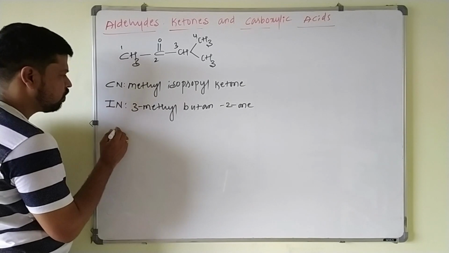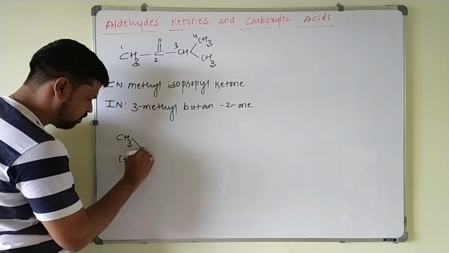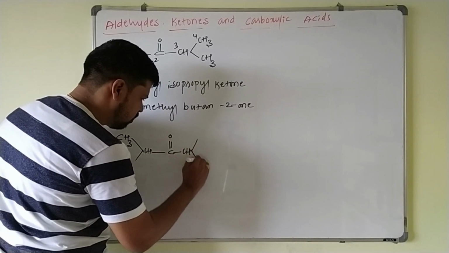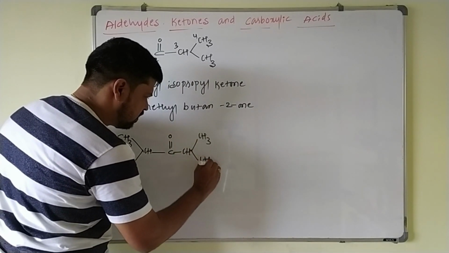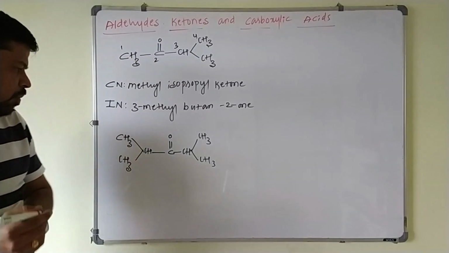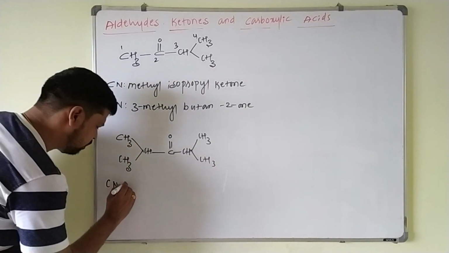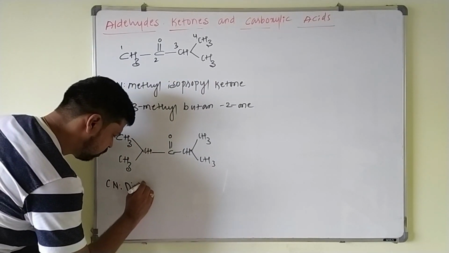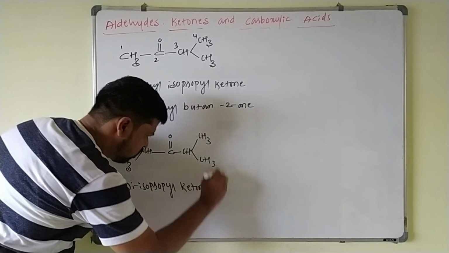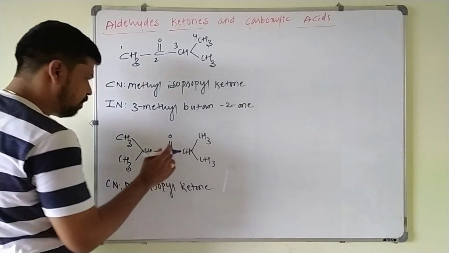Next one, we can write CH3, CH3, this is CH, double bond O, CH, and CH3 and CH3. Now this becomes a symmetrical ketone because this is an isopropyl group and this is also an isopropyl group. So the common name of this one is diisopropyl ketone. Here numbering can be done from any end because the carbonyl group is in the middle of the alkyl groups.